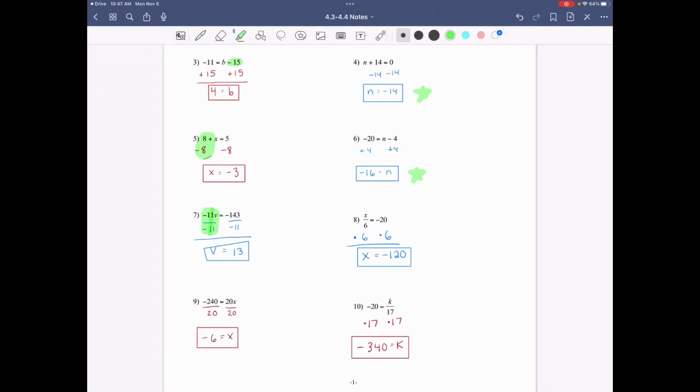Did you get these correct? If yes, give yourself a star. If not, go ahead and correct your answers. When you're ready, flip your page.